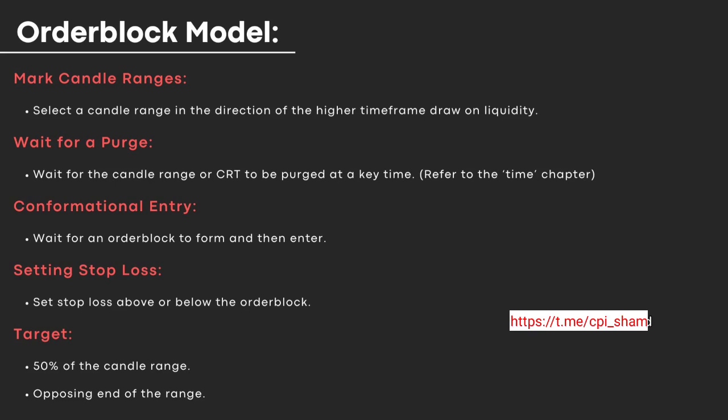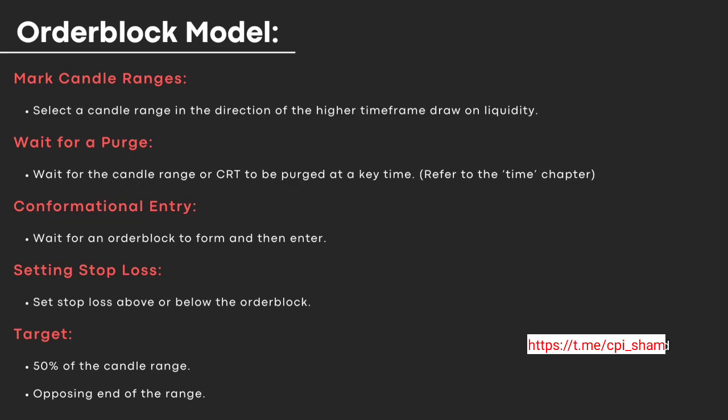You're going to be doing the same stuff. First of all, mark a CRT in the direction of the high time frame liquidity. Then wait for a purge at a key time. After the purge, the unique step here is that you'll wait for an order block to form and then enter that trade at the open of that order block. Here, your stop loss will be at the extreme of that order block, meaning either the high or the low of the order block depending upon the context. And for target, you'll follow the exact same protocols and guidelines as the other one, which is basically you're going to put your first target at the 50% of the candle range and then your second target at the opposing end of the CRT.